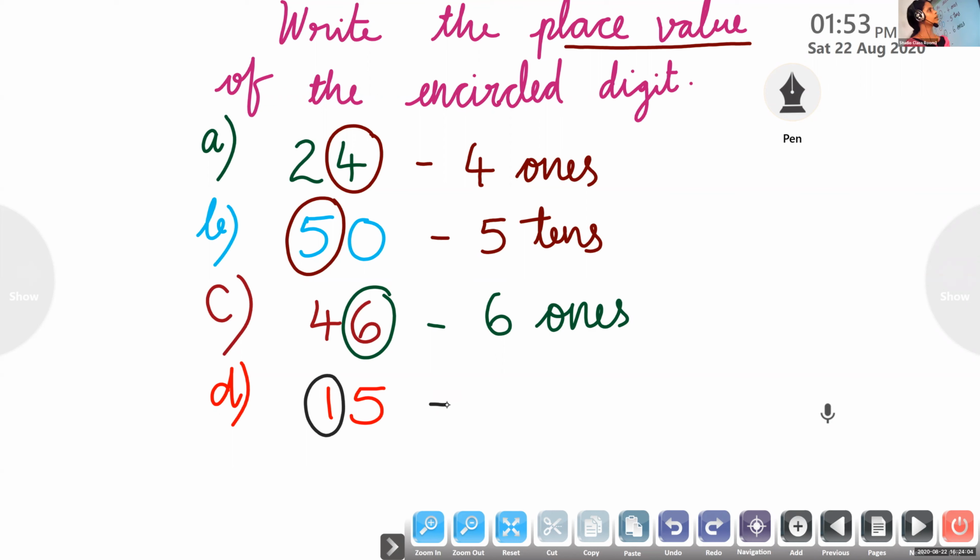Marin, please unmute the device and tell me the answer. In 15, 1 is inside the circle. It is encircled. Very good. It is 110. Here only 110. So we can write 110.